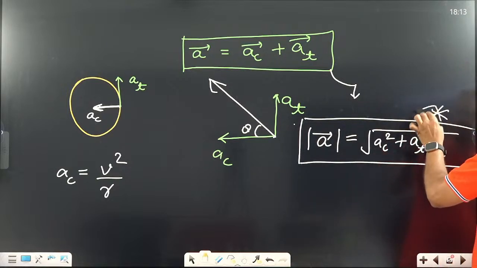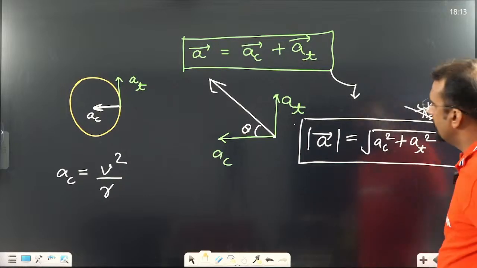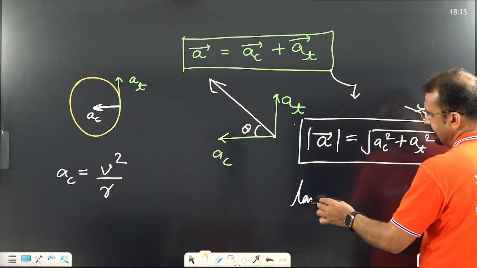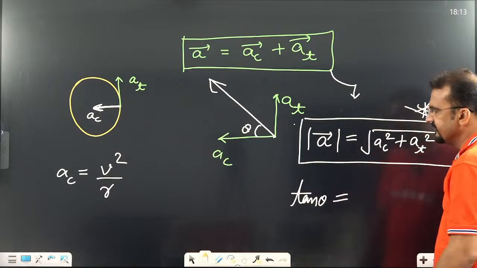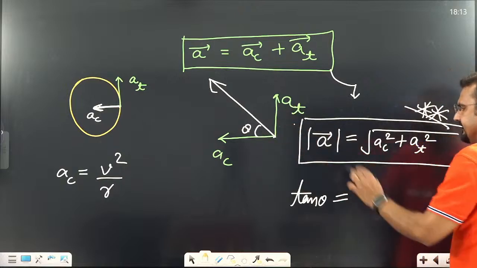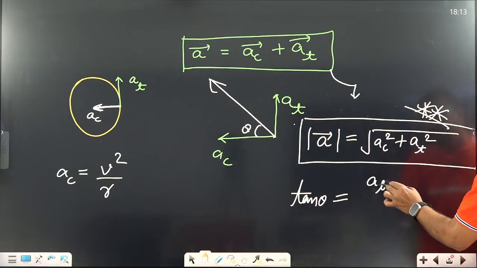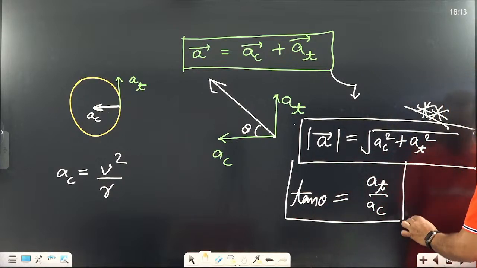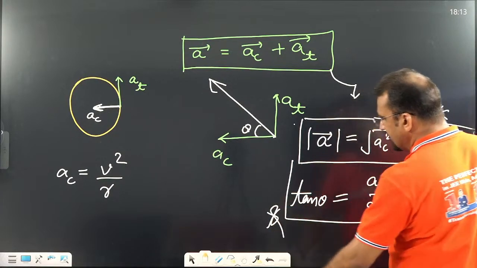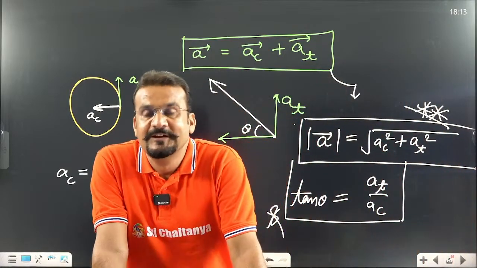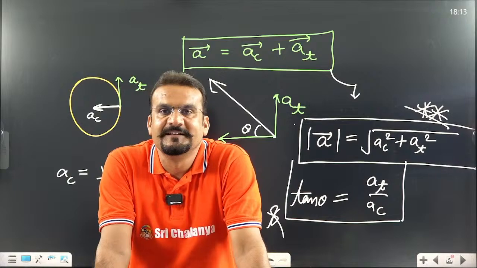Very important. Second point: what is this angle theta? As I already told you in vectors, tan theta is equal to AT divided by AC. You should directly remember these formulas. These are very important, so don't be confused about the number of accelerations present in this motion.